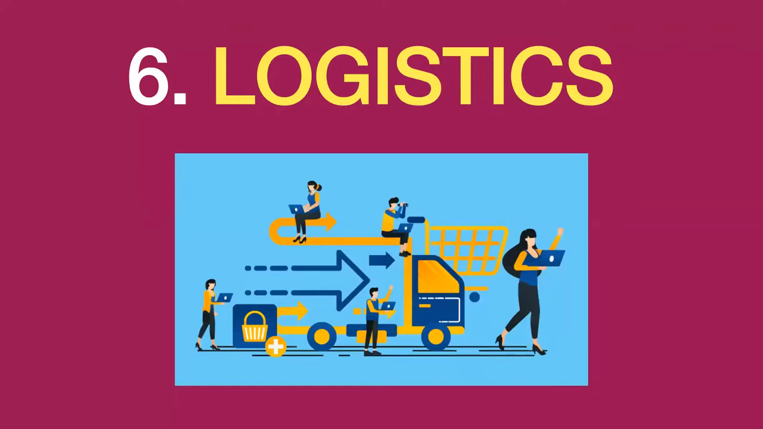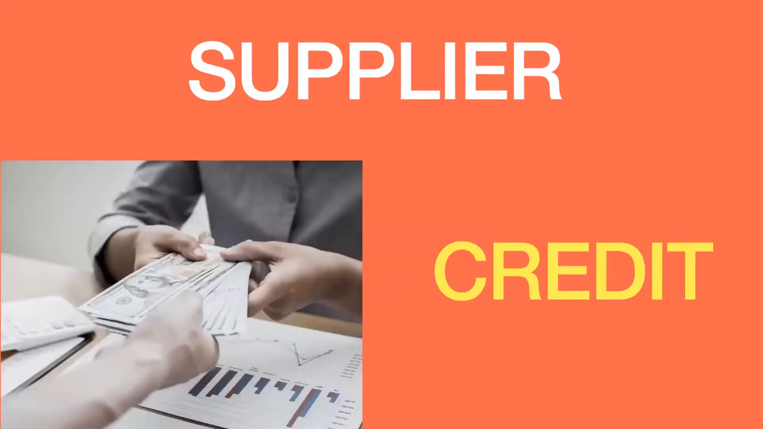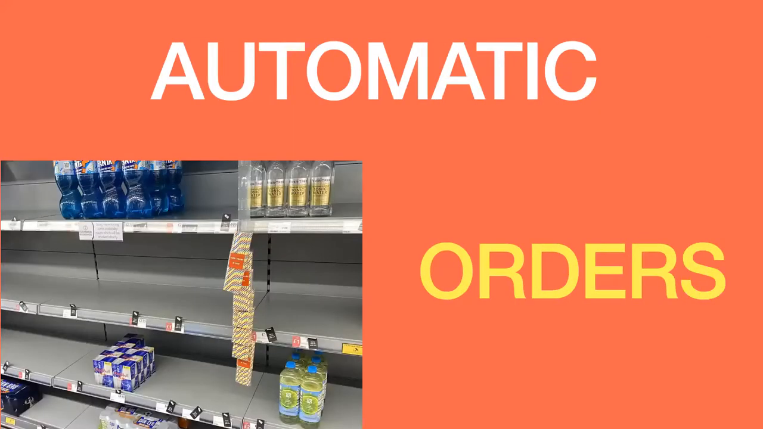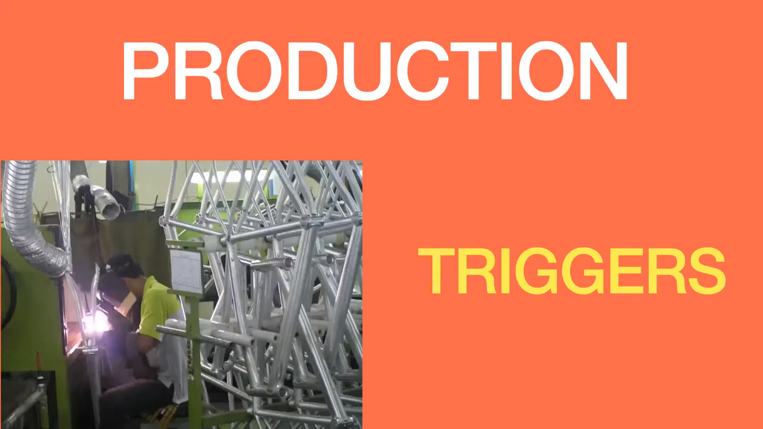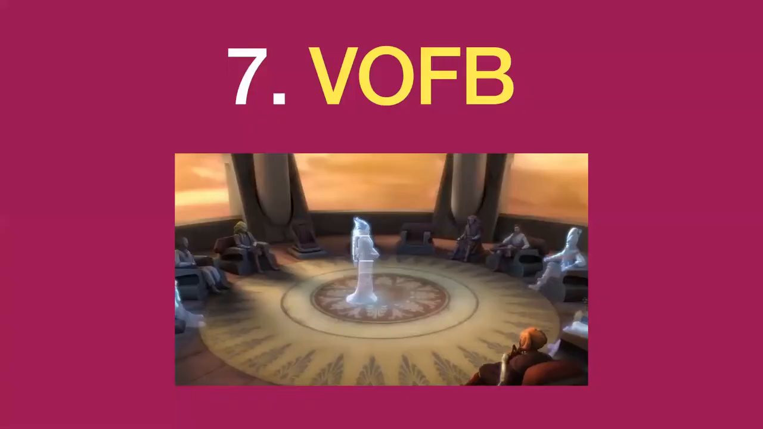So logistics could be automated more if you have better bookkeeping. I guess that thought is kind of obvious: the more machine readable business documents we have, that we could collaboratively compose the invoices, we could automate supplier credit, automatic orders. So if the shop bookkeeping system sees that the shelves are empty, then automatically this triggers production in the factory. And another thing you could do is crowdfunding, where you keep track of people sending signed messages saying, yes, I will crowdfund your project. And then you can see if you have enough messages that you can start the production. And then it starts to look like a virtual organization with federated bookkeeping.